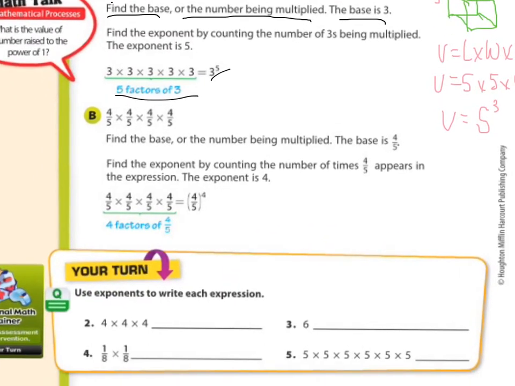Let's look at B. What is the factor that's being repeated over and over again? The factor that's being repeated is 4/5.